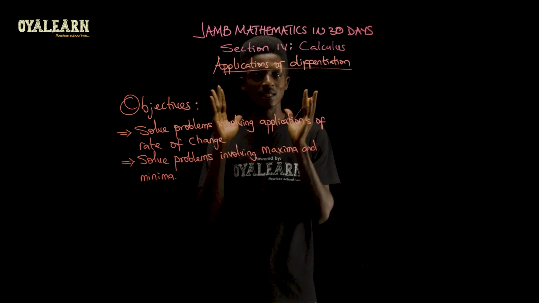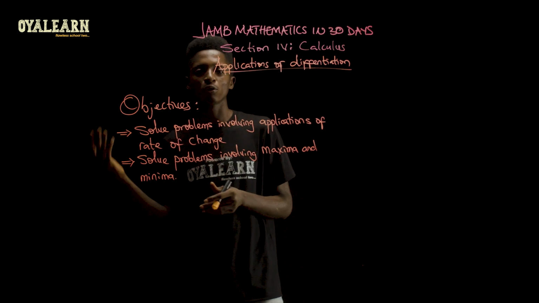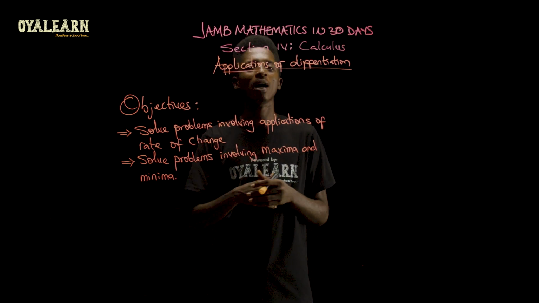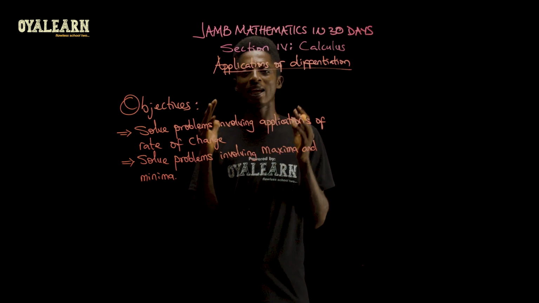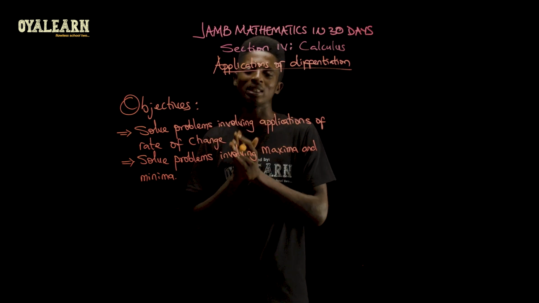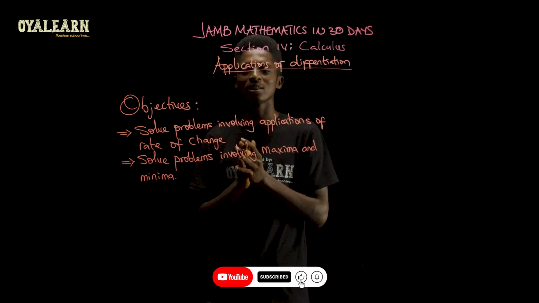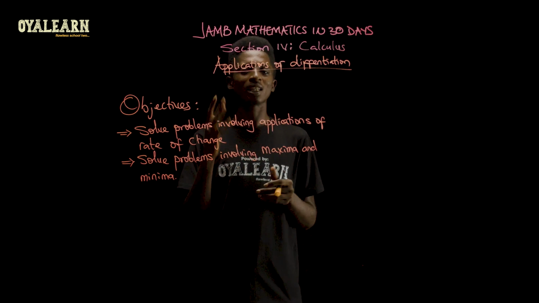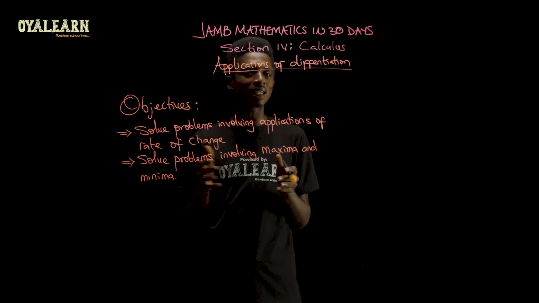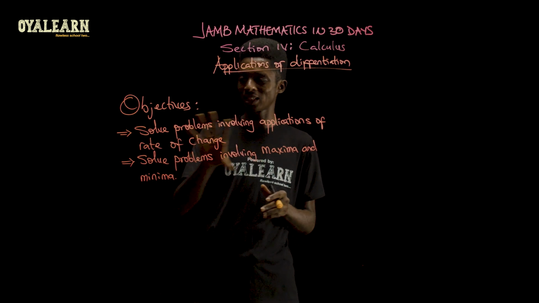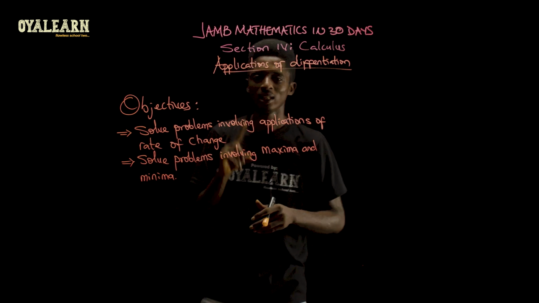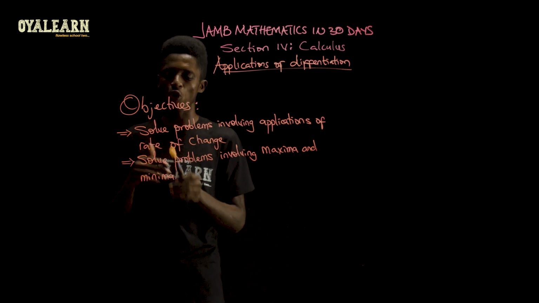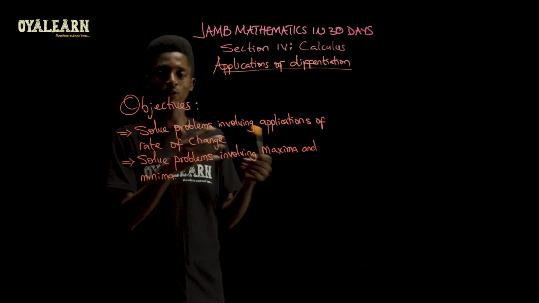This is day 17, which means you have to check it out from day 1 up until this moment. So do catch up and then we progress till the end of day 30. Day 17 here is about the applications of differentiation. And the Jamb syllabus expects that all candidates should be able to do the following that is itemized in the objectives. They expect that you should be able to solve problems involving applications of rate of change.